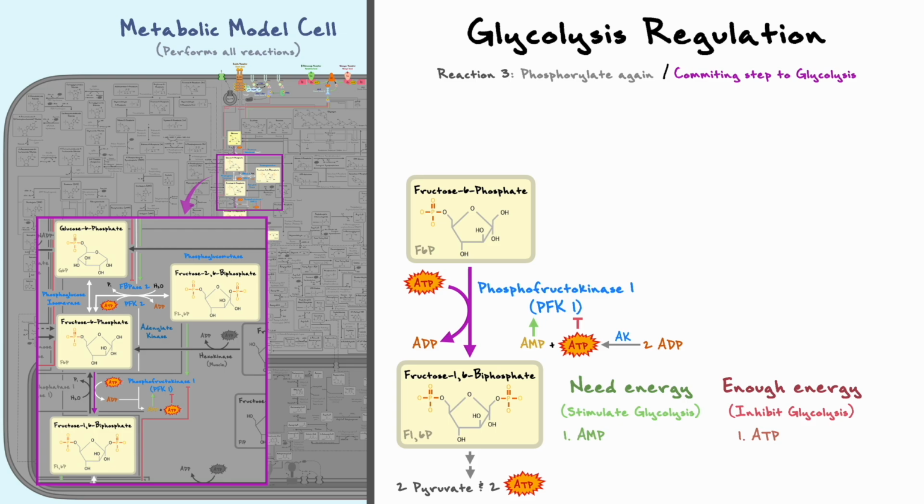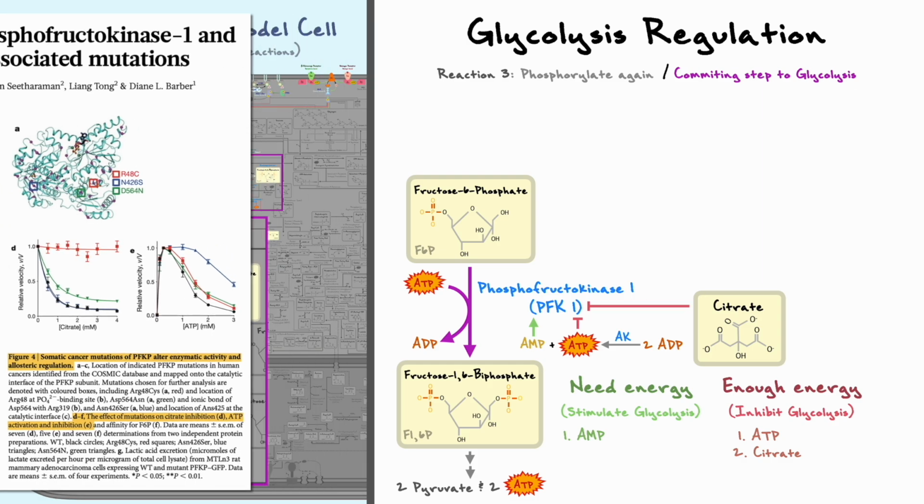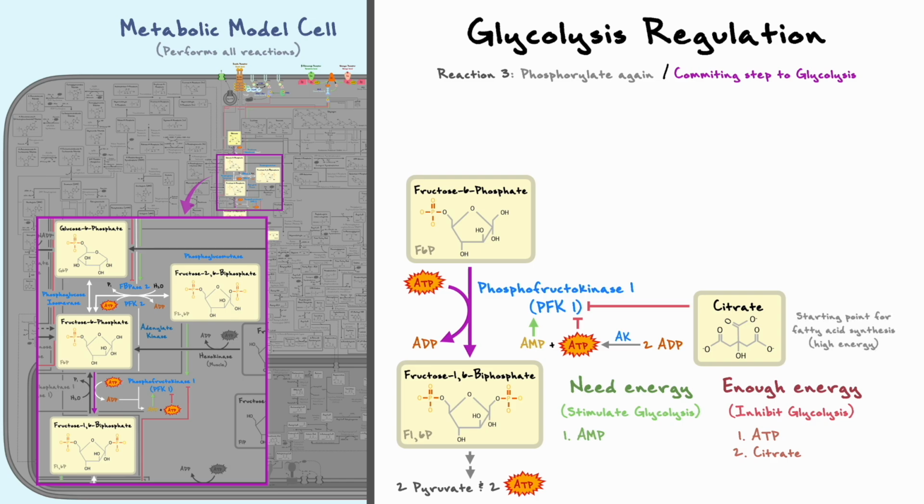Besides these two important modulators, there is also citrate that has an inhibitory effect on PFK1. If you recall this figure, you will see in panel D that the activity of PFK1 decreases as the concentration of citrate increases. Without going into too much detail here, citrate is the starting point for fatty acid synthesis, which is a process that happens under high amounts of energy.